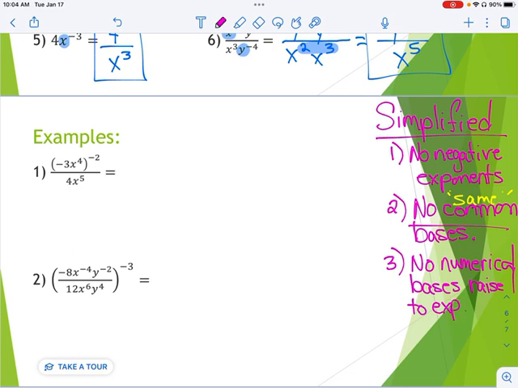Which means you can't have any numbers raised to an exponent. So for example, you can't leave your answer as 3 to the third. You actually need to multiply that out and get 27. Okay, so with that, let's try some.